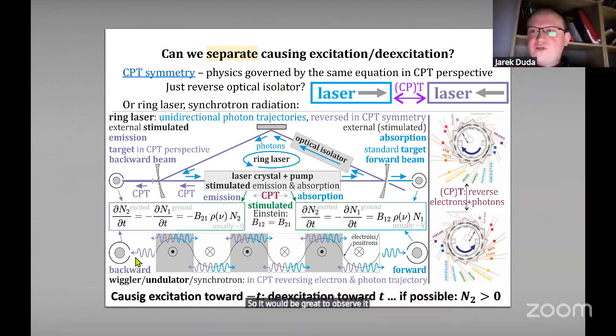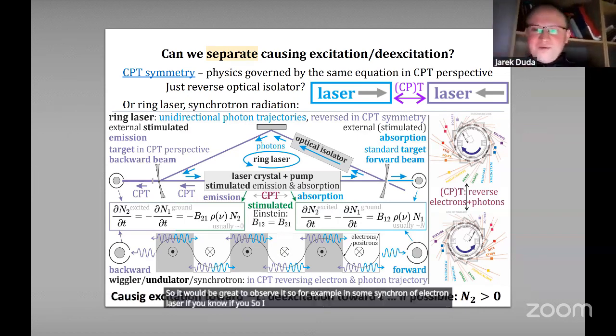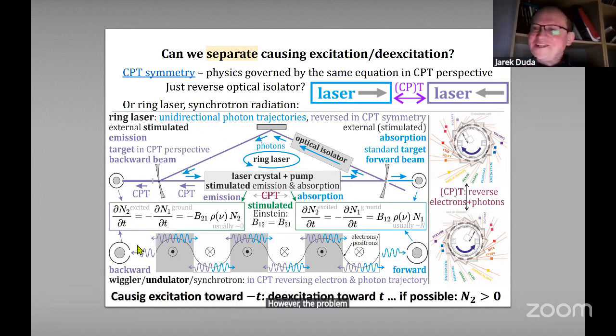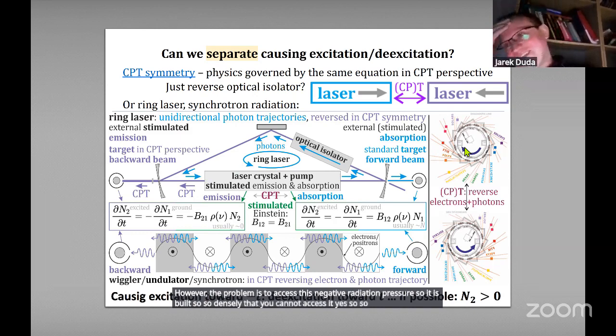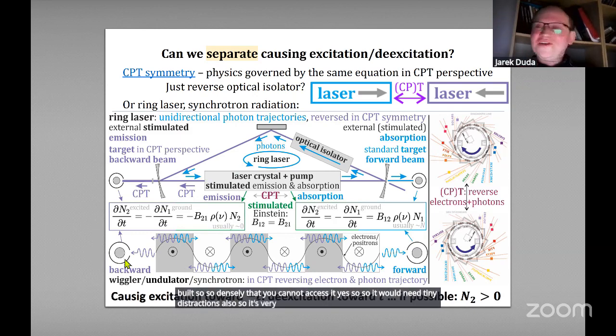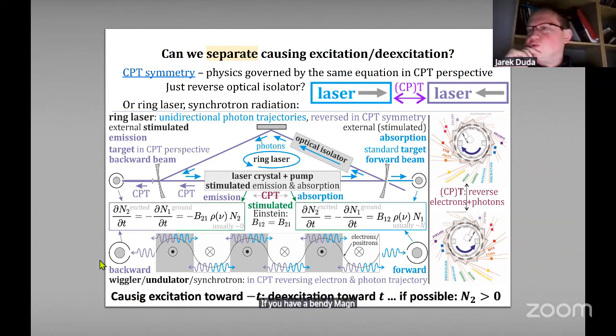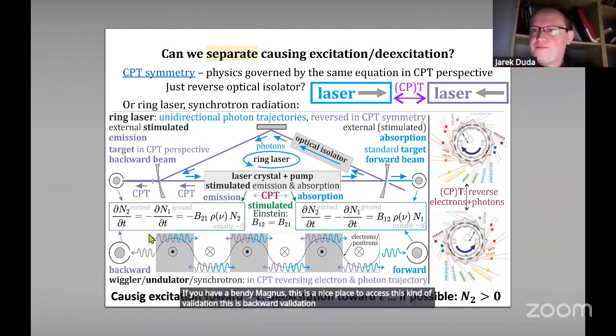For example, in some synchrotron or free electron laser, I'm talking with one of the synchrotrons here. It's Solaris. However, the problem is to access this negative radiation pressure. It is built so densely that you cannot access it, so it would need a change of structure. It's very difficult in real realization to access this. However, if you have bending magnets, this is a nice place to access this kind of radiation. This is backward radiation, negative radiation pressure. So if you know somebody, I would discuss collaborating on this.